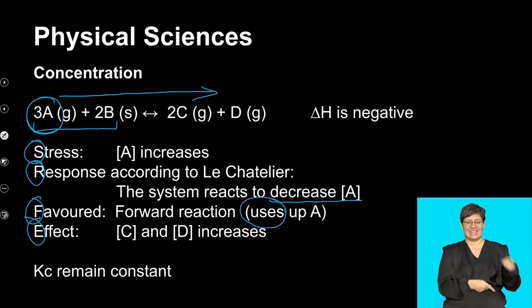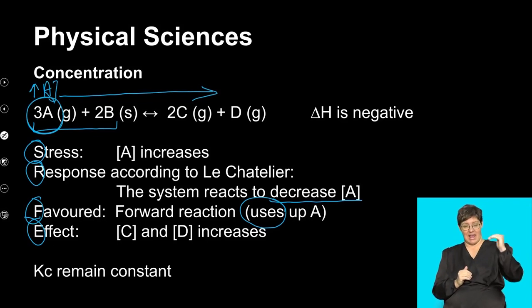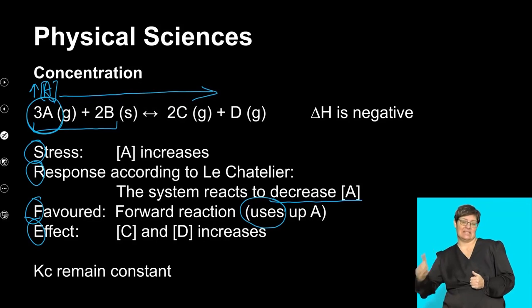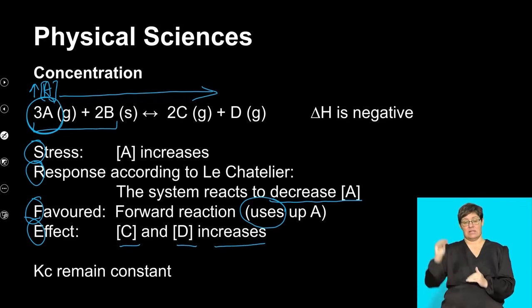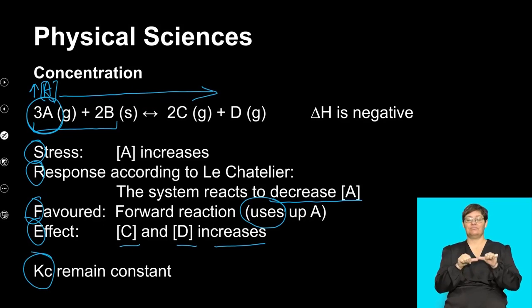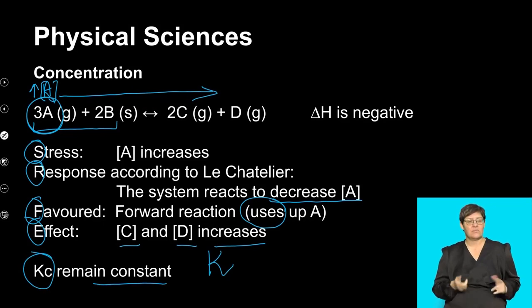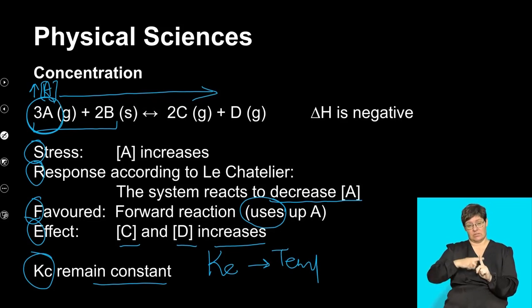So the effect is we're going to favor the forward reaction, because it's by favoring the forward reaction that we can get rid of this high concentration of A. A will be used to make more of C and D, so the effect will be that the concentration of D and C will increase. This is the effect after equilibrium. What will happen to Kc? Kc will remain constant. Why does it remain constant? Remember, Kc is only affected by temperature.